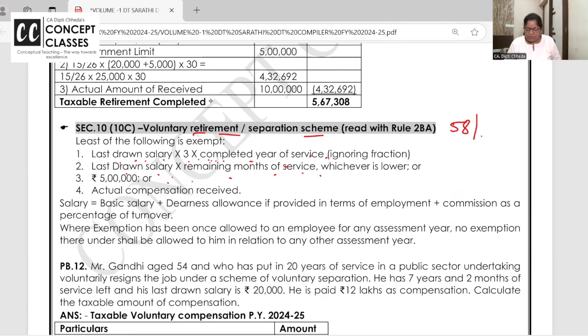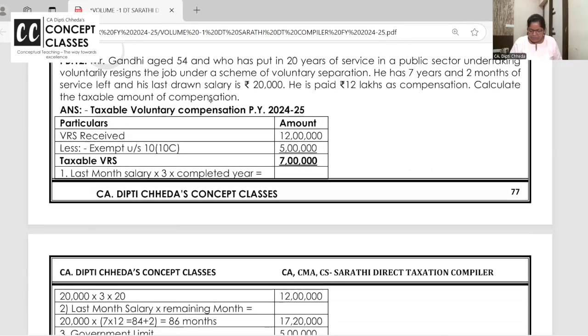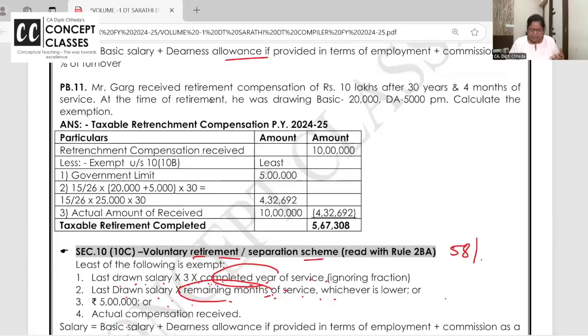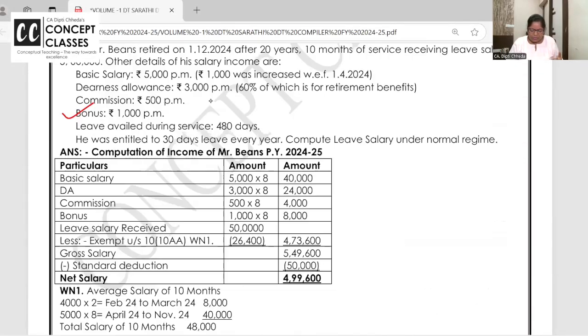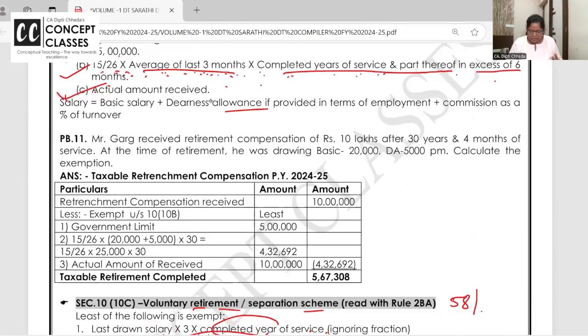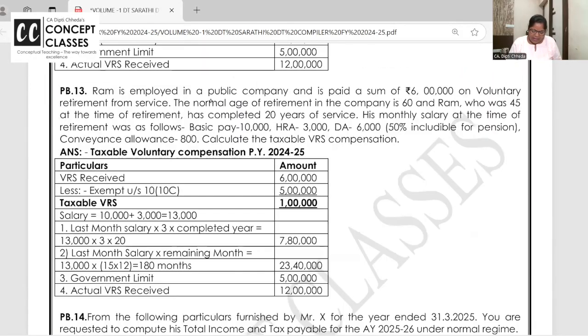Last salary drawn into remaining months, 5 lakh. Completed years and remaining months, 5 lakh, and actual compensation. One concept, one question. Are you getting? One concept, one question. Leave salary, its question. VRS, its question.